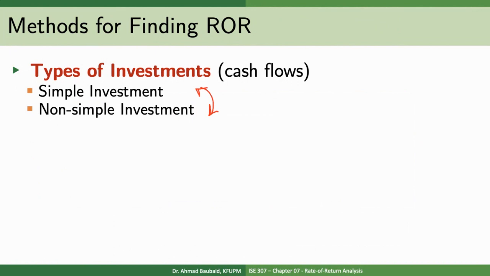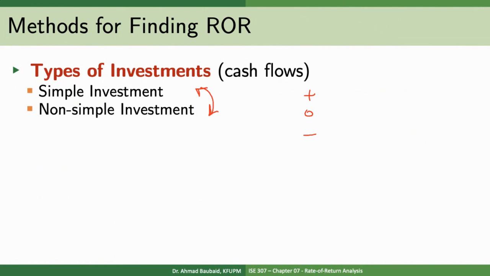Multiple sign changes in the non-simple and one sign change in the simple investment. Exactly. What do we do about zeros? I think we ignore them. Yes. So this here is a question on this one.